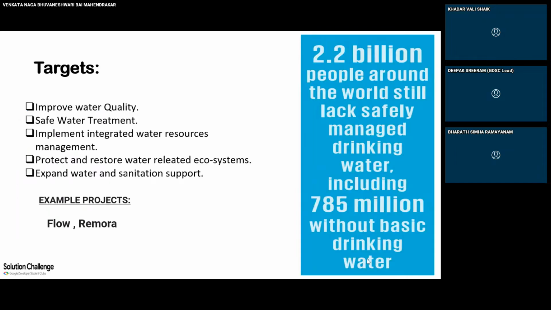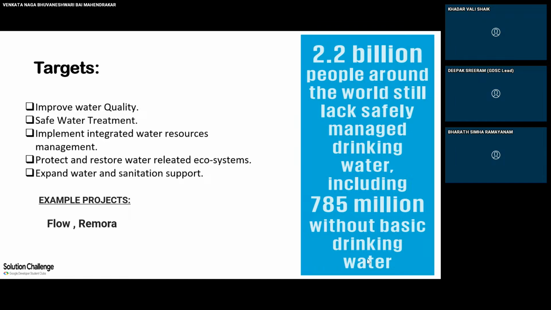For this, the United Nations also mentioned some targets that the application we design should satisfy. The first one is to improve water quality. The problem is we have water, but we do not have clean water. So the water quality should be improved, and we should take measures to improve it. We should also think about safe water treatments and implementing integrated water resources management.